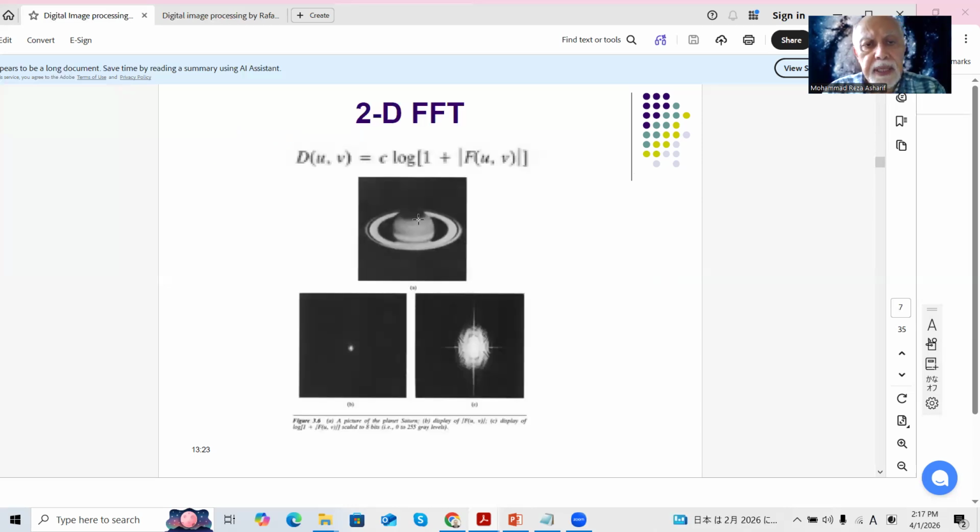For instance, in this case of the Saturn image, because the dynamic range of the magnitude is too high, we use this logarithmic transformation with a factor of c, and then we transform this one into this one. This is not a transformation, this is just scaling with the log transform, in order to show the detail. This is the Fourier transform of Saturn, like this, after this transformation.